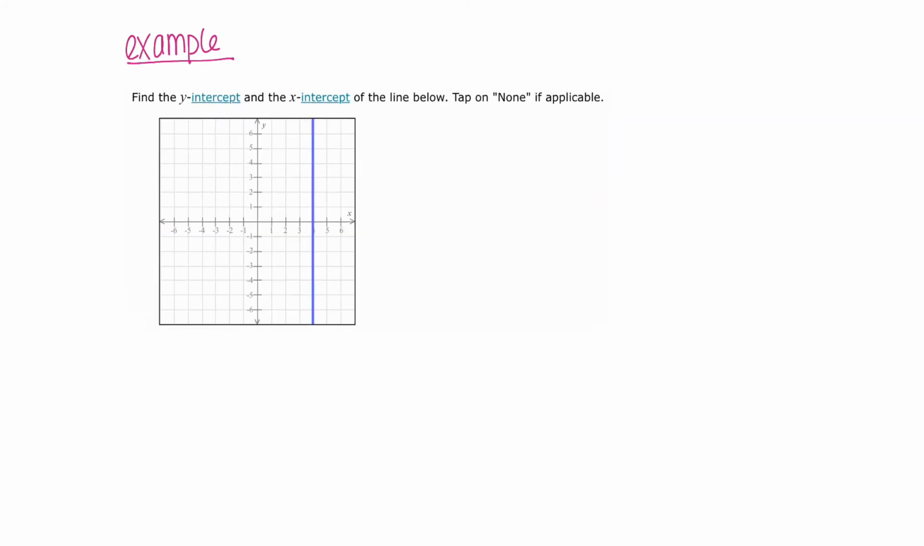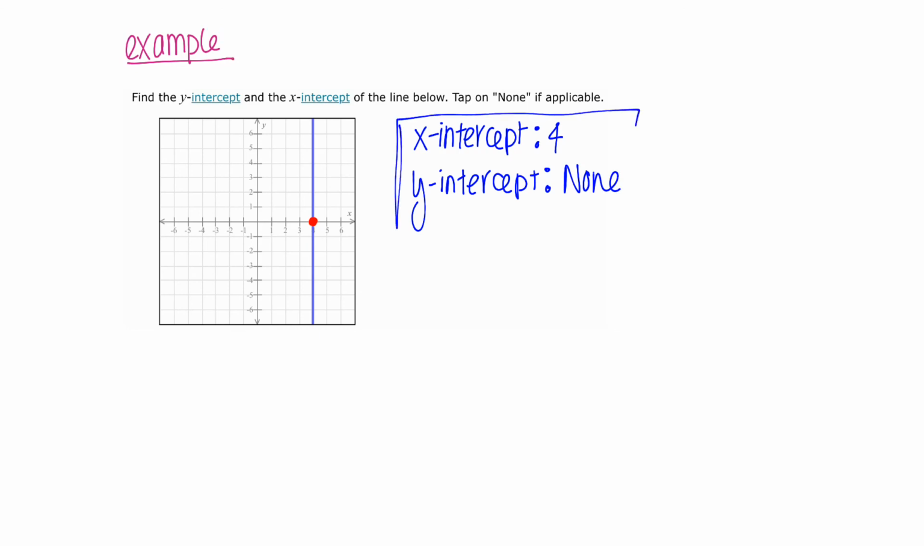This is a vertical line, and you're going to see something similar happening. For the x-intercept, we're looking for where the line hits the x-axis. So the x-axis is this guy. It hits the x-axis at 4. For the y-intercept, we're looking for where it hits the y-axis, but it doesn't hit the y-axis anywhere. It doesn't touch the y-axis. So there is no y-intercept for this one.